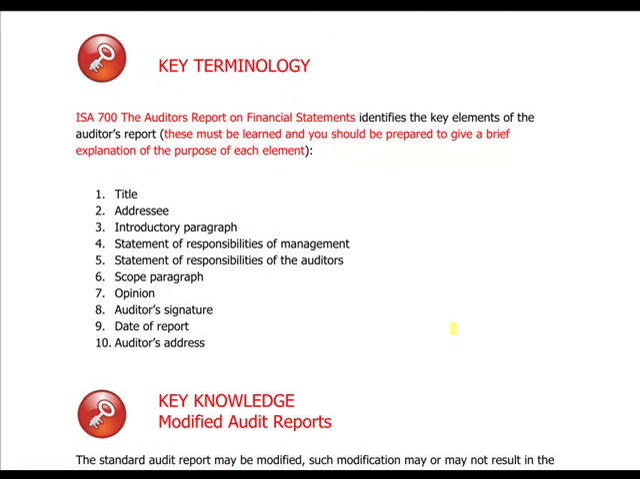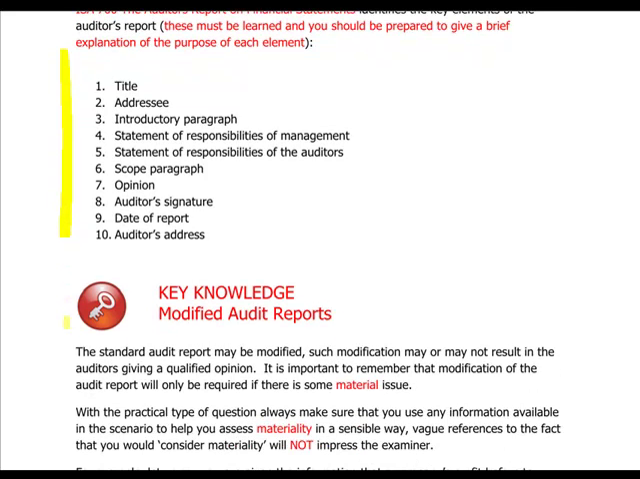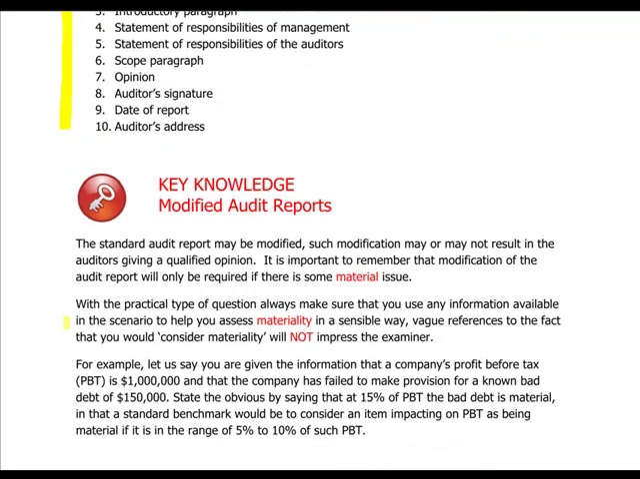Based on this, we shall know that ISA 700, The Auditor's Report on Financial Statements, clearly states what are the elements of the auditor's report. Please take them into consideration, and try to memorize them. And you shall also be able to explain these elements of the auditor's report.